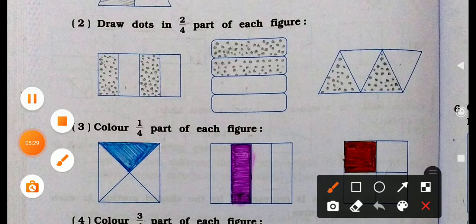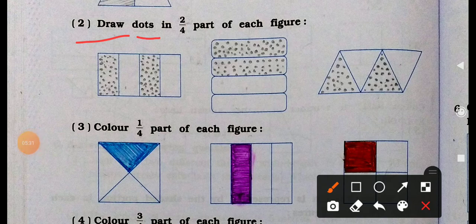Second number. Draw dots. What do we have to do here? Dots in 2/4 parts in each figure.